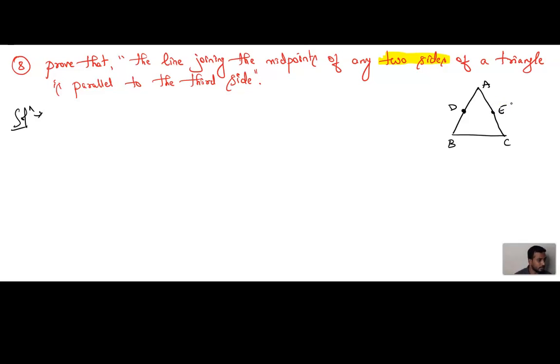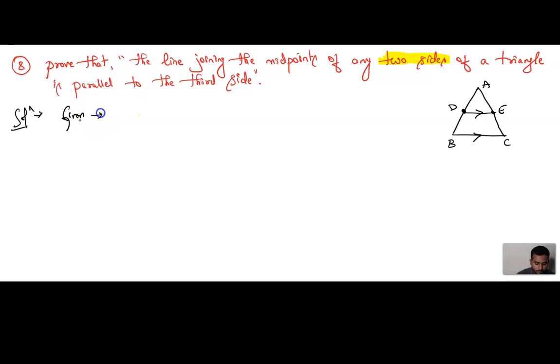In the question, E is also there. What was there in the previous one, child? Only D. Now E is also there. Now I am going to join D and E. If we join D and E, we get one line. Now here we have to prove that this line is parallel to this. In this case we have to prove DE is parallel to BC. Any doubts? Good.